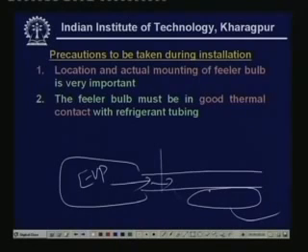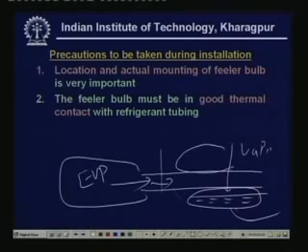This is the wrong way of installing, because if you are keeping the feeler bulb like this, you find that the liquid is not in contact with the bulb, because the liquid, due to gravity, will settle down, and what is in contact with the tube is vapor, okay. Once the vapor is in contact with the tubing, it will not respond properly to load changes, so the valve will not be sensitive. So what is the correct way? The correct way is to keep the valve in this manner, feeler bulb in this manner, so that liquid will always remain in contact with the refrigerant tubing and it will respond properly to the load variations, okay.